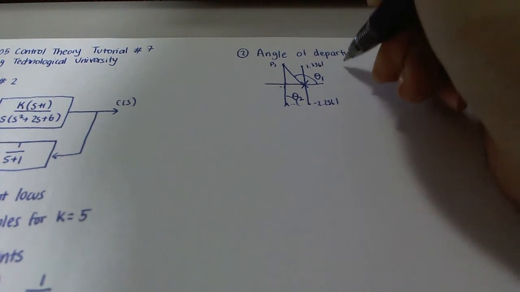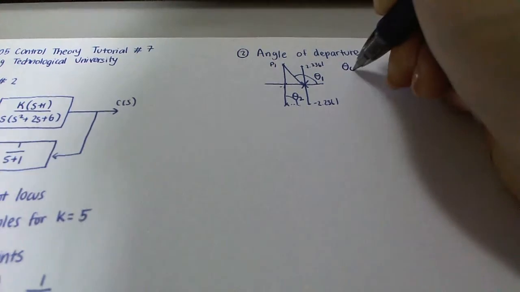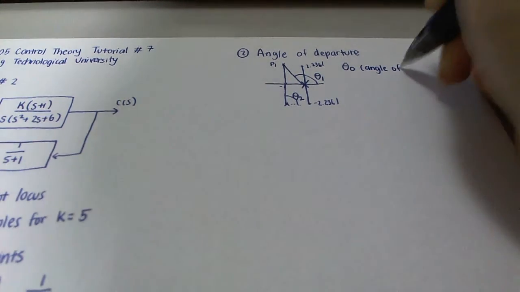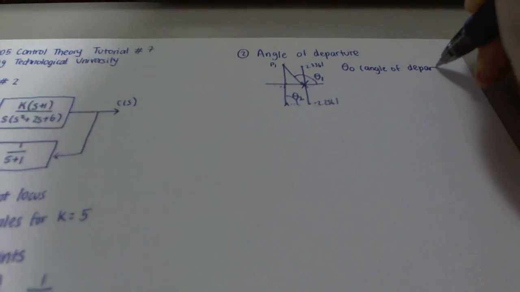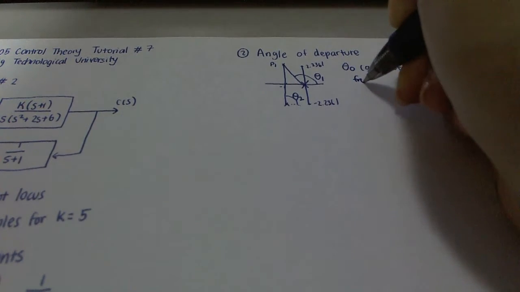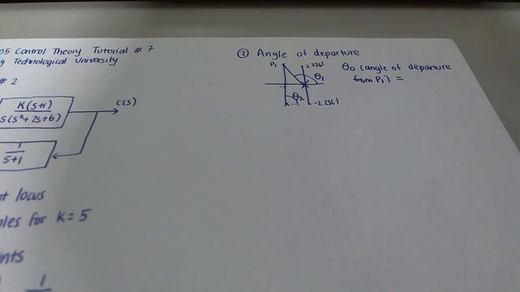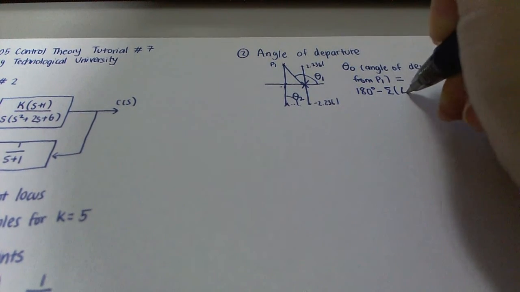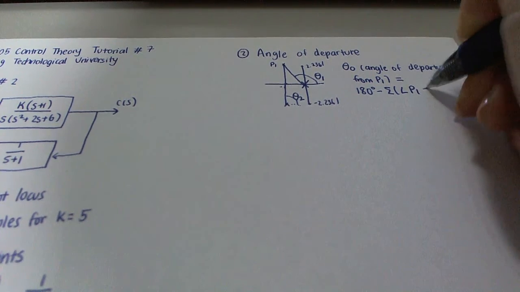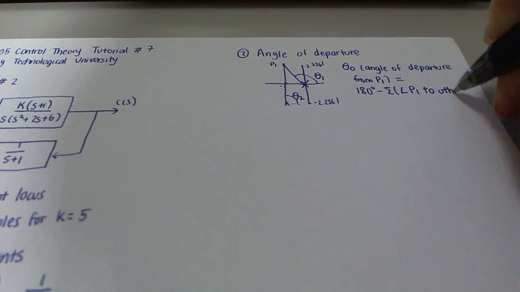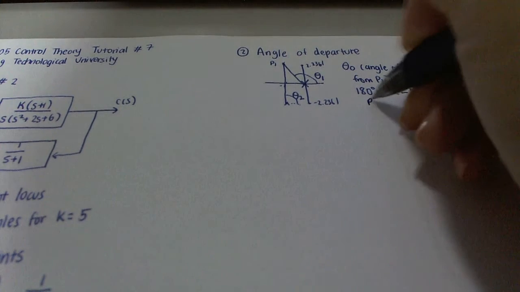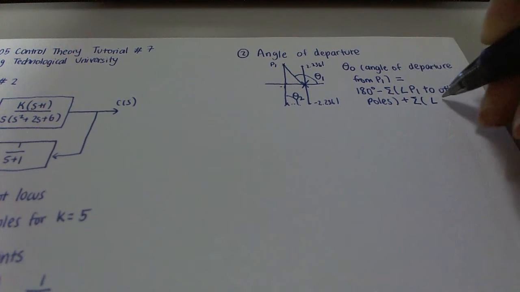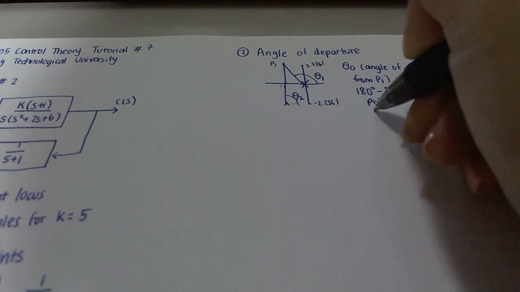The formula given is θ0, which is the angle of departure from P1, is given as 180 degrees minus the summation of the angles from the other poles to P1, plus the summation of the angles from the zeros to P1.